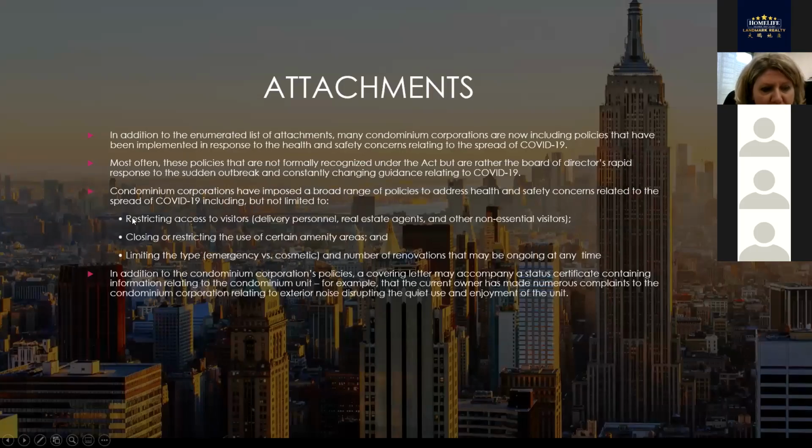I don't want to lose the chance to let you know that there are new rules in the condominium corporation due to COVID. The new rules are due to restricted access for visitors. There are closures of certain amenity areas. You know, the gym is not working, the swimming pool as well. There are also limits on the type and number of renovations that can go inside the unit. If it's not urgent and you want to renovate your unit in this period, there is a limitation on it.